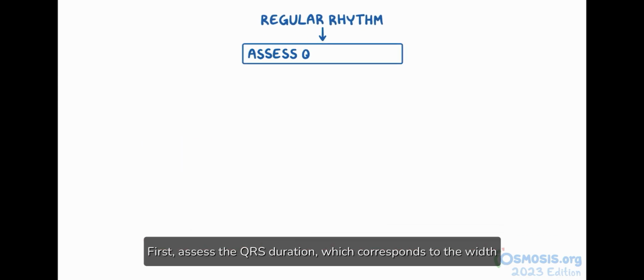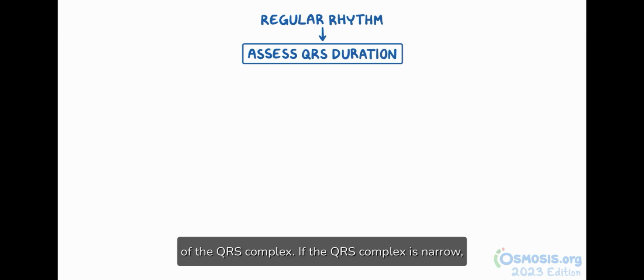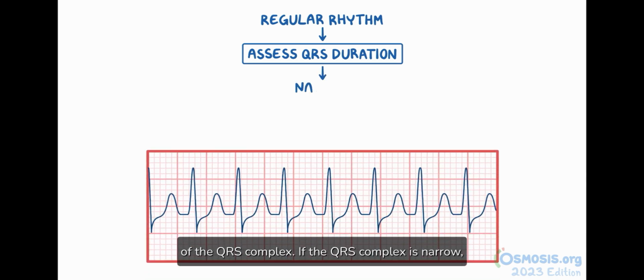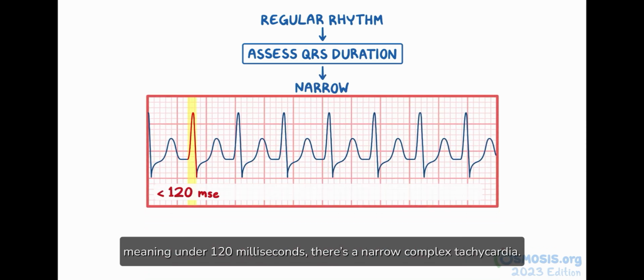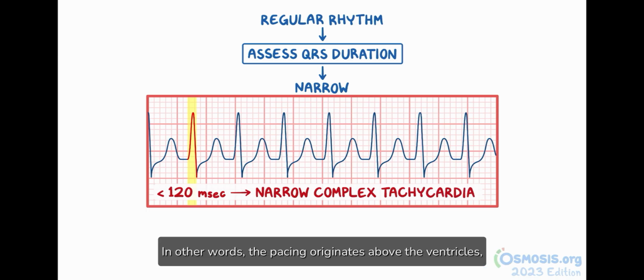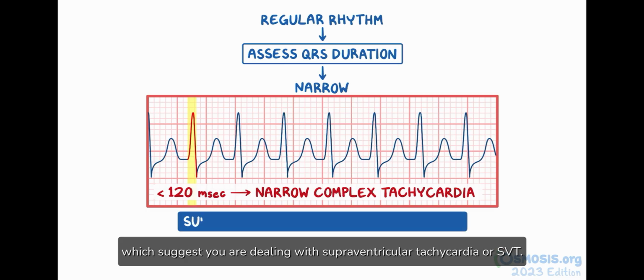First, assess the QRS duration, which corresponds to the width of the QRS complex. If the QRS complex is narrow, meaning under 120 milliseconds, there's a narrow complex tachycardia. In other words, the pacing originates above the ventricles, which suggests you are dealing with supraventricular tachycardia, or SVT.